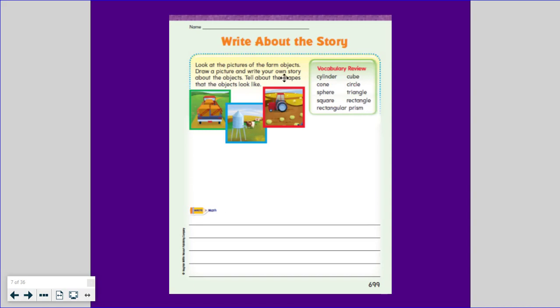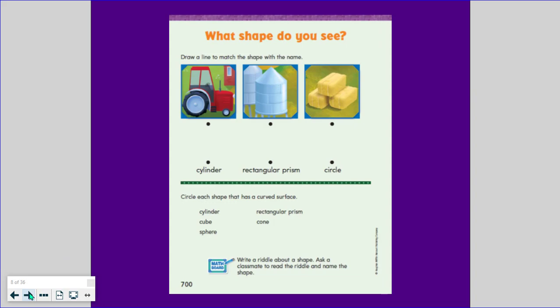So you're going to look at the picture of the farm objects and draw a picture right here and tell your own story about the objects and tell about the shapes that the objects look like. So you're going to pause your video and work through this page. And then you'll take a picture of it to turn it in.